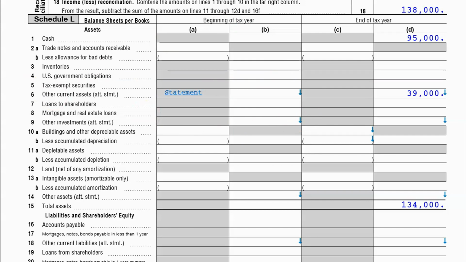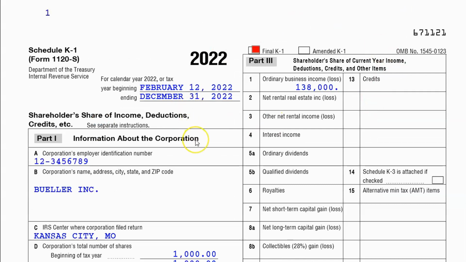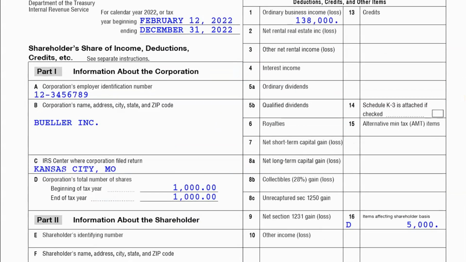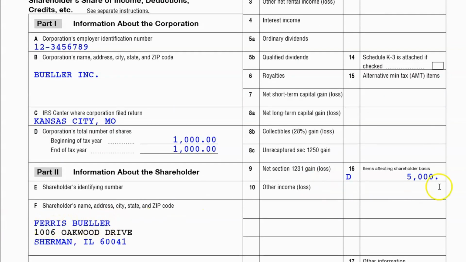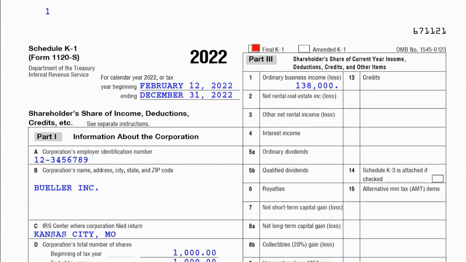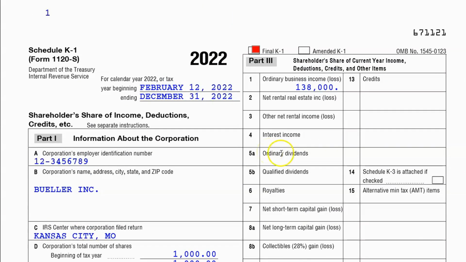Now let's move to the K1, okay? Again, this is all part of this 1120S, okay? So this K1, you're probably thinking, wait, if the corporation's not paying tax, who's paying the tax? Well, it's the shareholders, okay? So I put here, Ferris, he's the shareholder. He owns 100% of the company. He has to report this income, right? Remember, the company had $138,000 of income. He has to report this on his personal tax return, on his 1040.